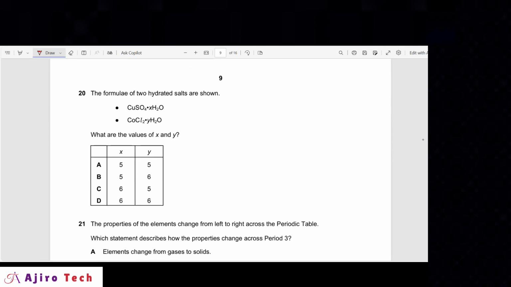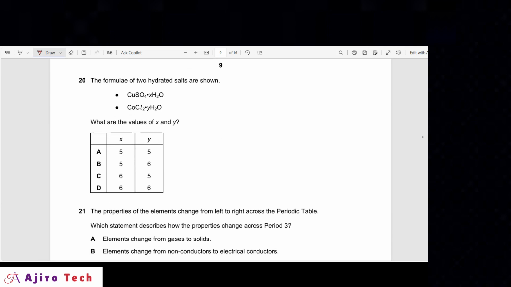Okay, question 30. We use some of this substance, this test for water. So if you remember, it's 5, 6. Okay, so this is also very easy. So 5, 6.